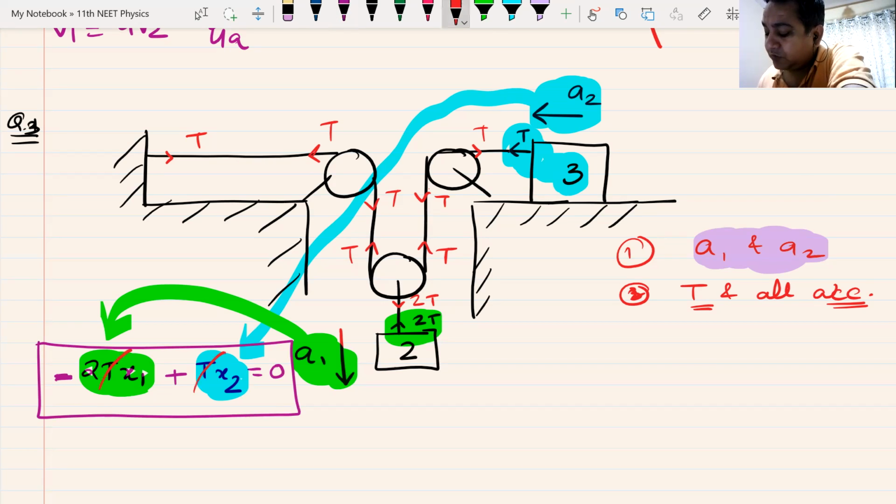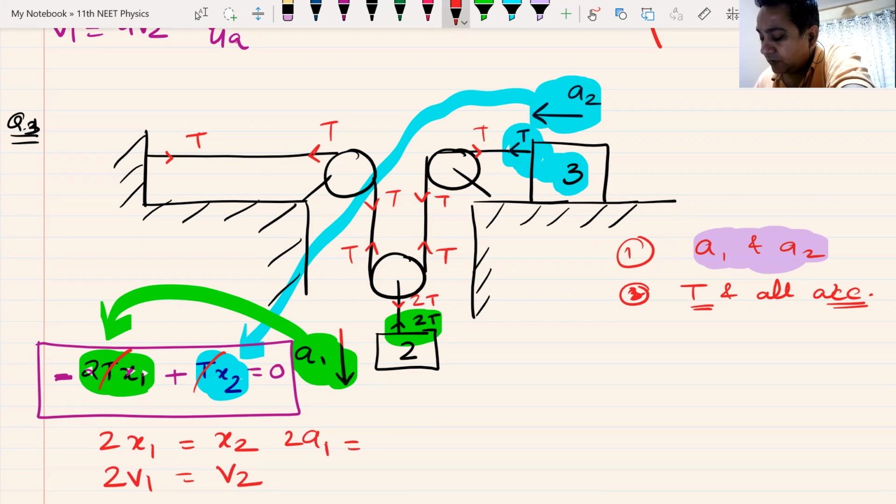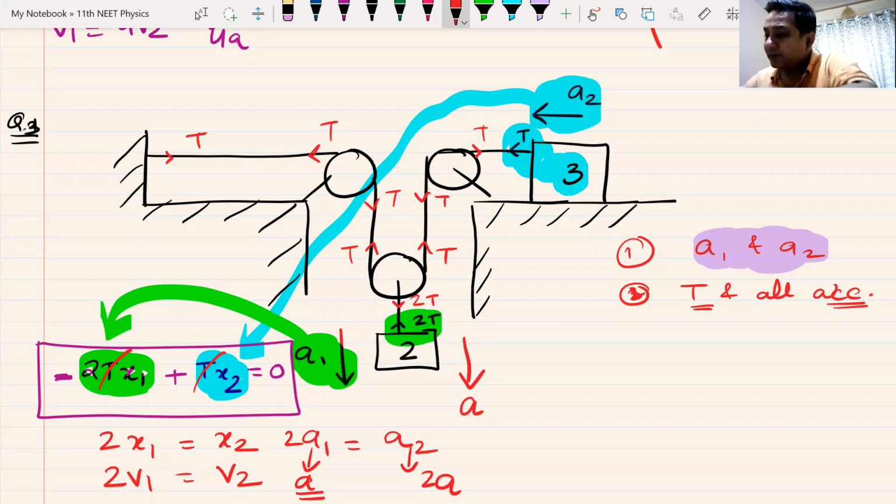T and t goes away. I get 2x1 is equal to x2, 2v1 is equal to v2, 2 times a1 is equal to a2. So if I write this a1 as a, this will become 2a. So this goes down with an acceleration a. This will come here with an acceleration 2 times a.